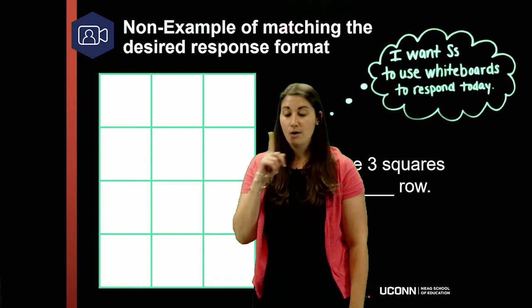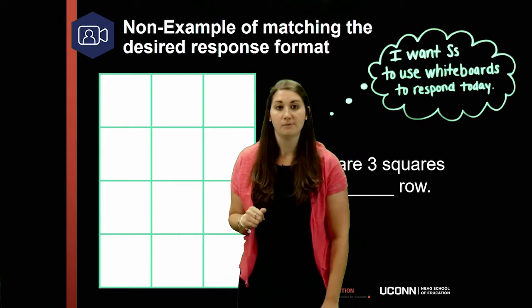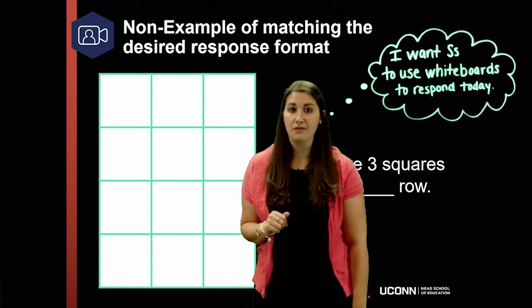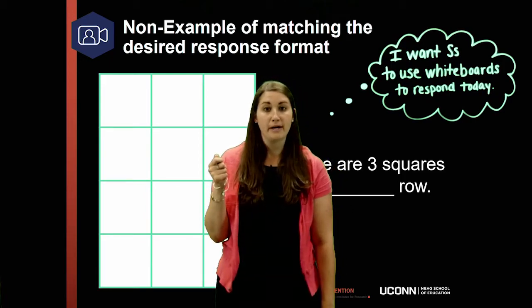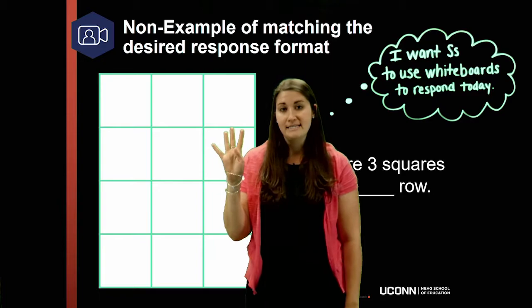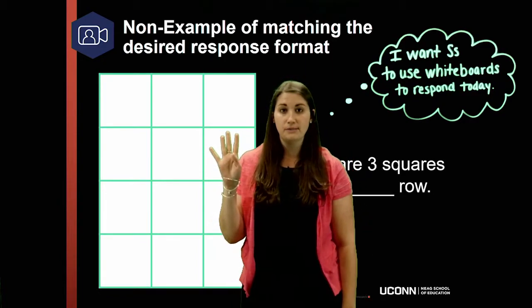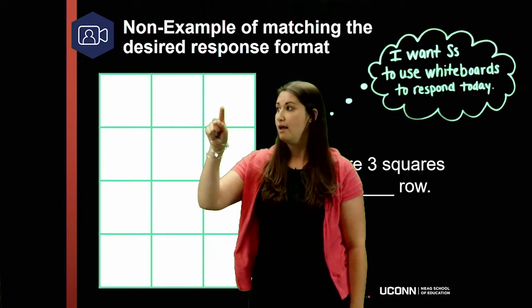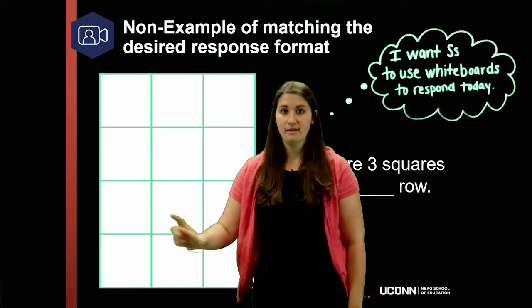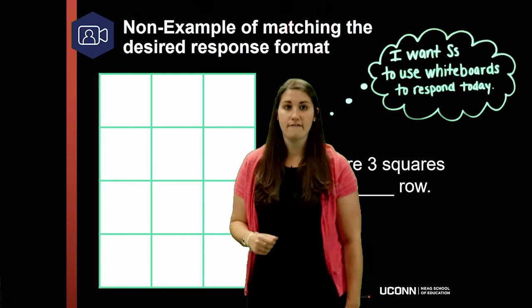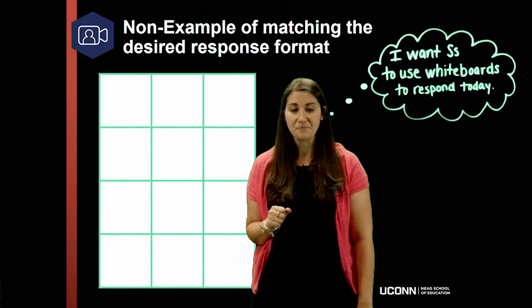Ooh, Sally, we're using our whiteboards today. Please write down how many rows you think there are in this array. Go ahead and show me your whiteboard. Good, you should have written down 4. There are 4 rows in this array. Let's look at them together. 1, 2, 3, and 4. There are 4 rows in this array.